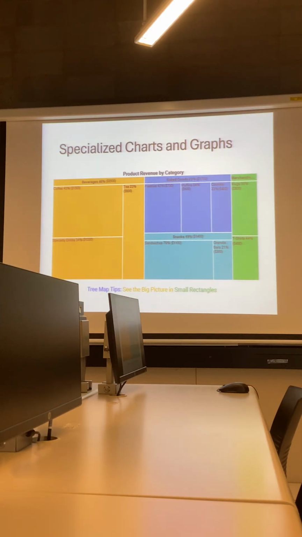Okay. Now, please take a look at this tree map. It doesn't look like a tree, but this is a tree map. They have a lot of categories.